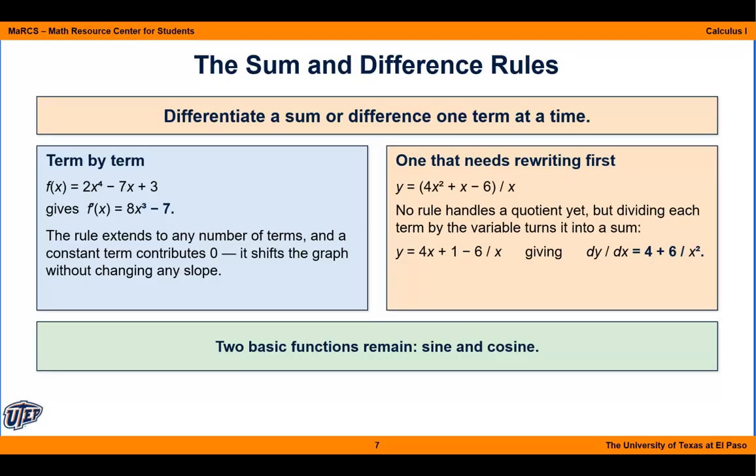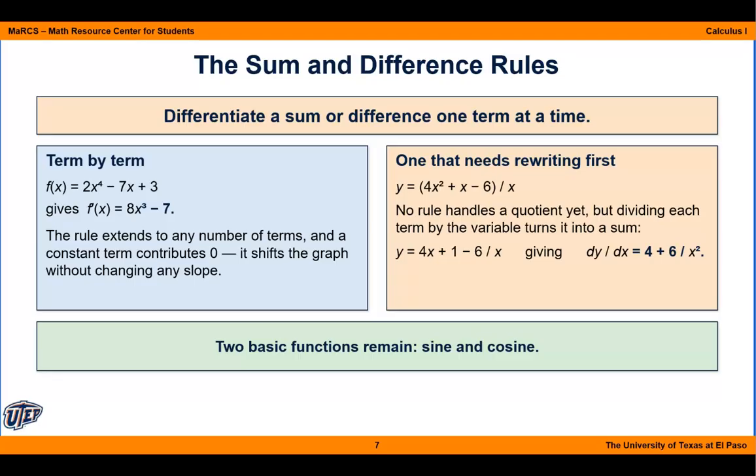The sum and difference rules allow us to differentiate one term at a time. For f of x is equal to 2x to the power 4 minus 7x plus 3, differentiate each term. The result is f prime of x is equal to 8 times x to the power 3 minus 7. The constant 3 contributes 0.